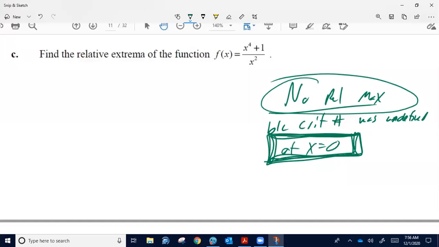So we have two minimums on this one. Sorry about that. Make that correction. No relative maximum because it's undefined. This problem is undefined. So again, cross out the relative max work. Should have caught that a second ago.